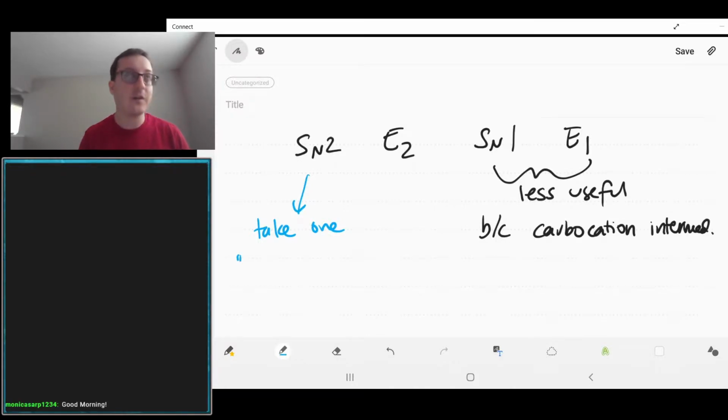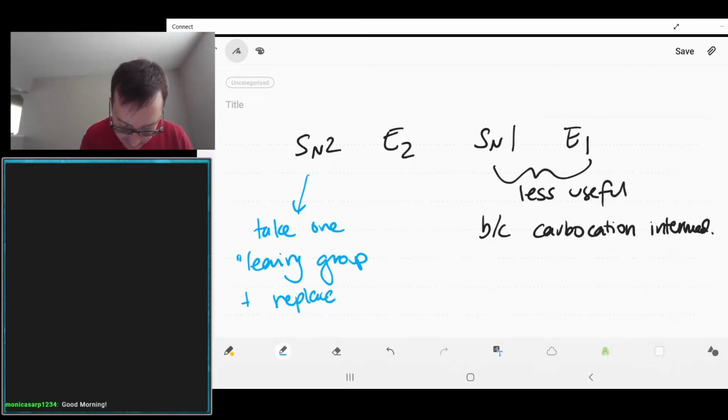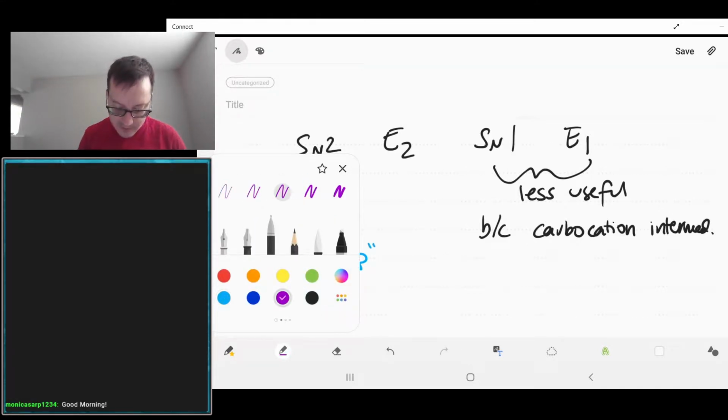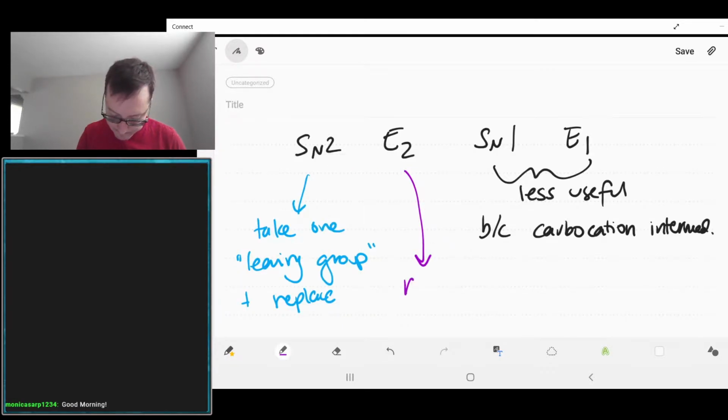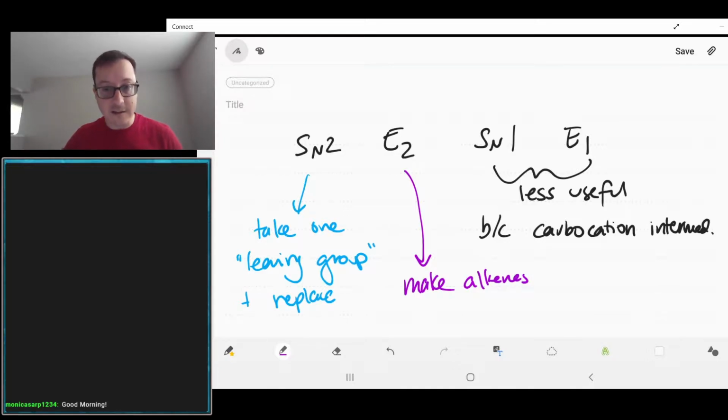Usually a leaving group, right? And they'll replace it with a nucleophile. And you'll end up inverting your stereochemistry and all that good stuff. So kind of useful, but we're going to see that E2 reactions are going to be the most useful of all of these because these make alkenes, and they're very reliable reactions if you have the conditions that need to be met with these.